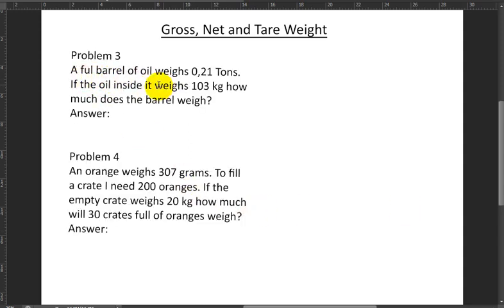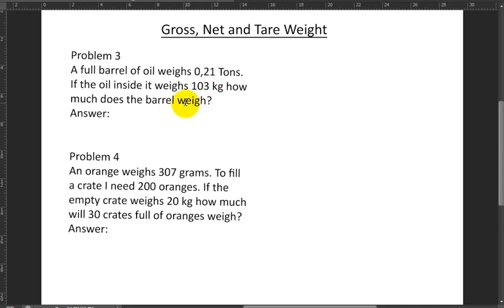Next up, we have another two problems. This one says a full barrel of oil weighs 0.21 tons. If the oil inside it weighs 103 kilograms, how much does the barrel weigh? So the problem is asking about the barrel alone, the empty barrel. So that would mean it's asking for the tare weight, which means again I need to subtract these two.